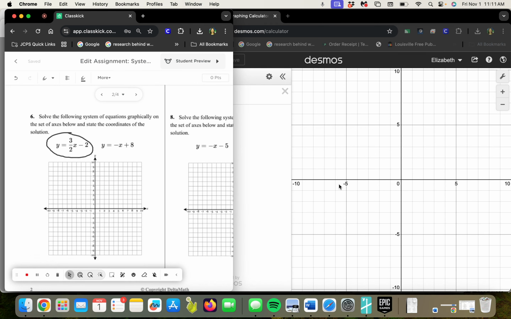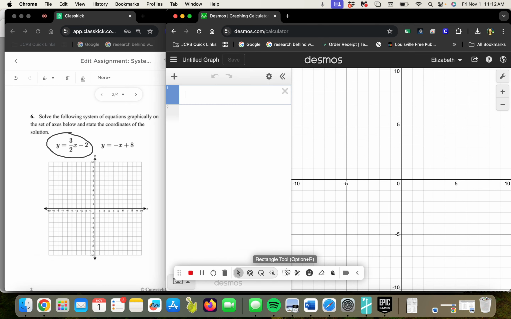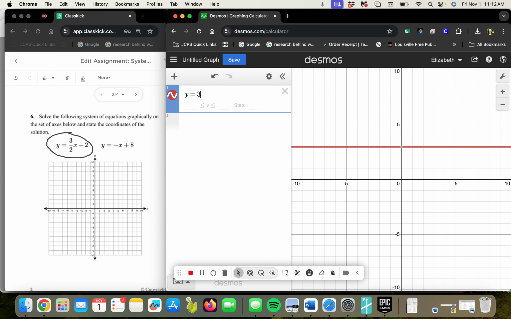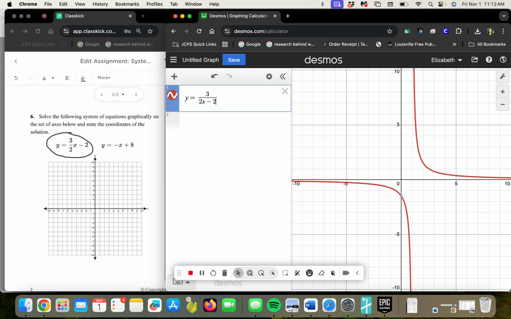So the first thing I'm going to do is type my first equation into the Desmos calculator, and you're going to type it right up here in this area. And be careful because it's easy to make a mistake. Let me show you what I mean. So I'm going to type y equals 3. To get the fraction bar, you hit the forward slash, 2, x, minus 2.